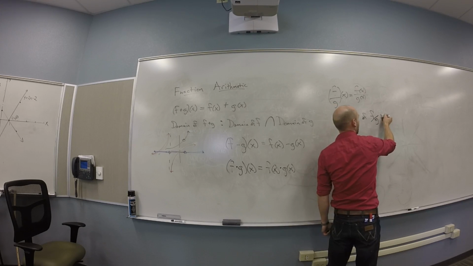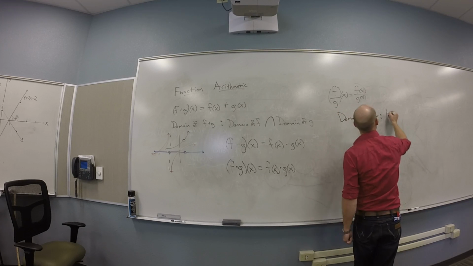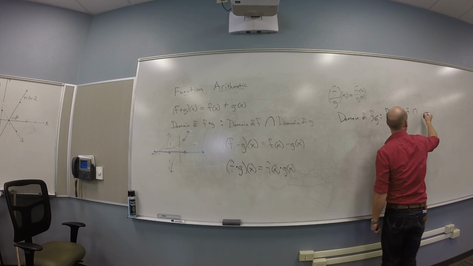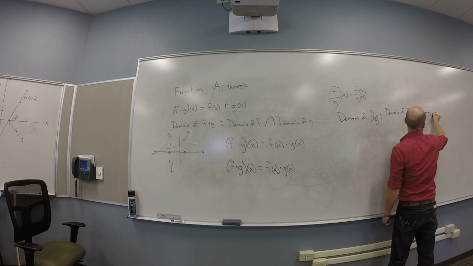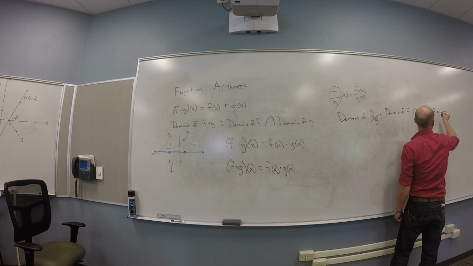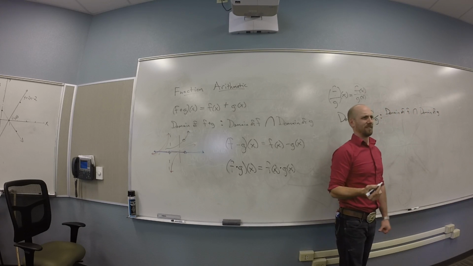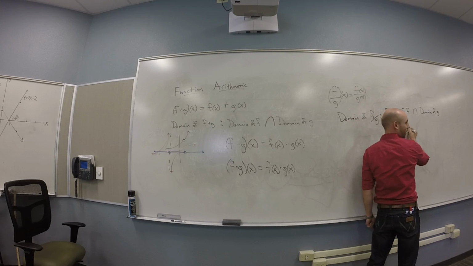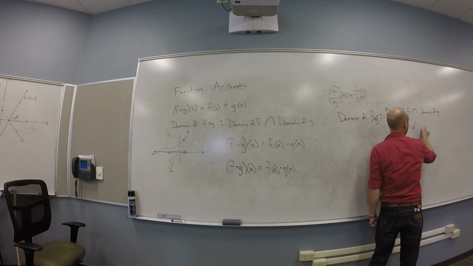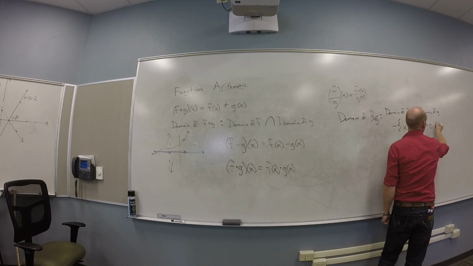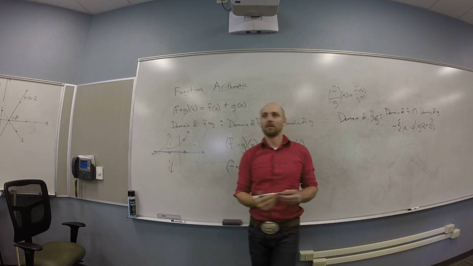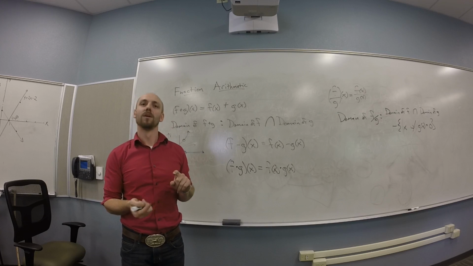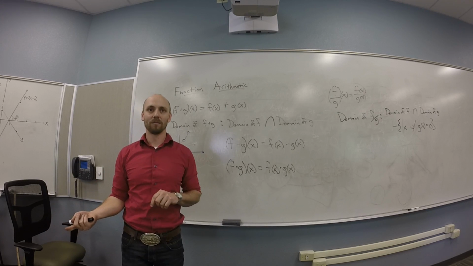Same as last, except also not zero. So the domain of f intersected with the domain of g. So g can't be 0. Take away the x's with g of x equals 0. So it's whatever fits in the top and fits in the bottom that doesn't also make the bottom 0.